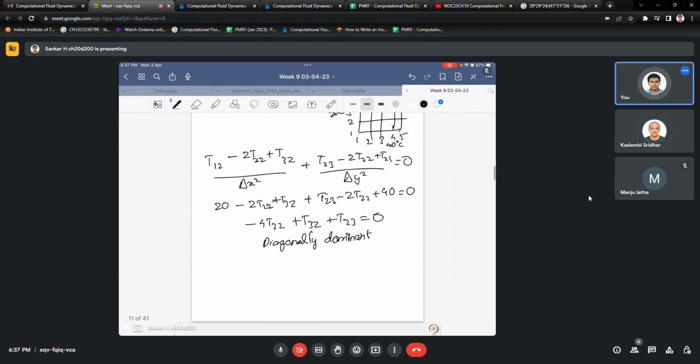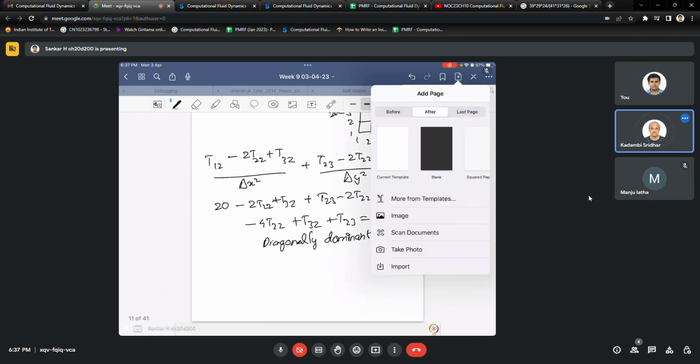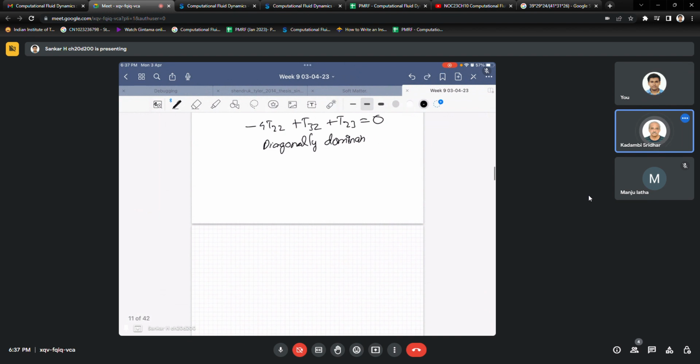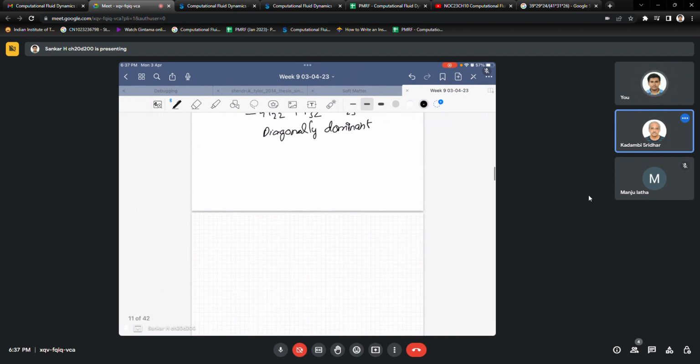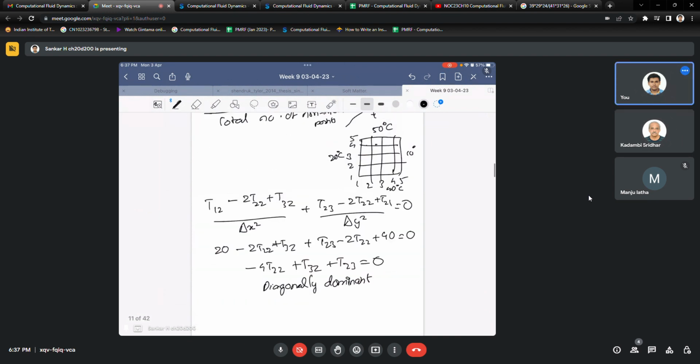Basically adjacent points. All the points adjacent to the boundary will be diagonally dominant.